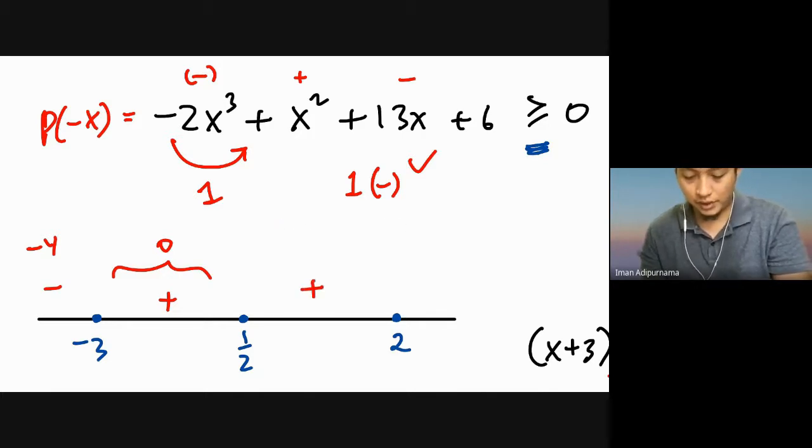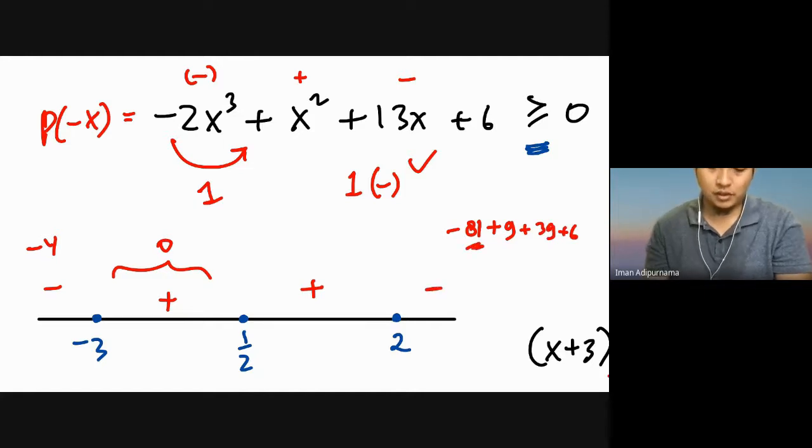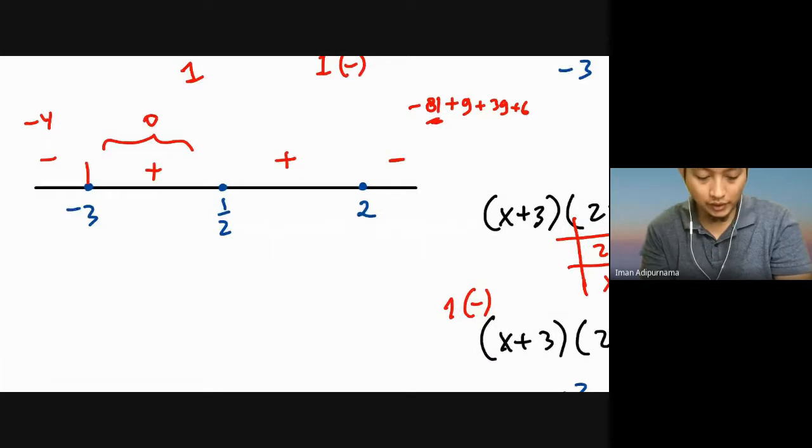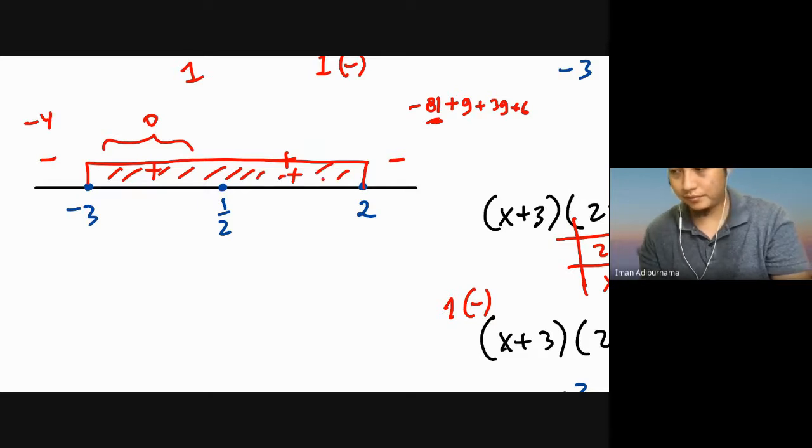And look at 3. 3 is negative, plus 9 plus 39 plus 6. Still negative, so it will be negative. So we need to find the ones that are equal to 0 or greater than 0. So we will have it here. Okay, so this will be our answer. Oh, wait.